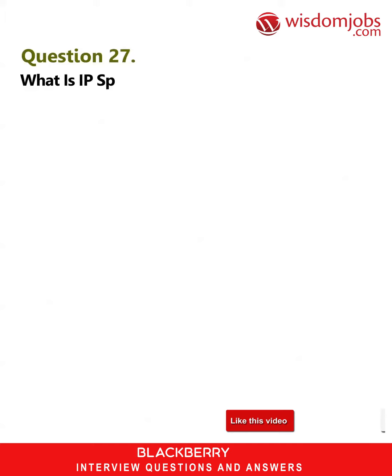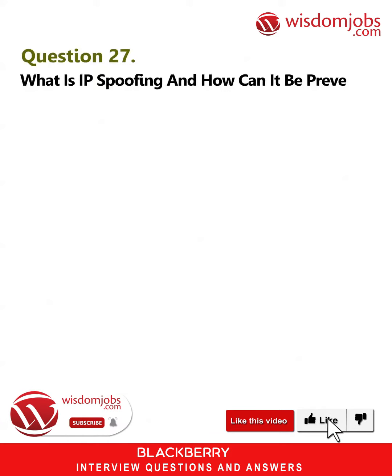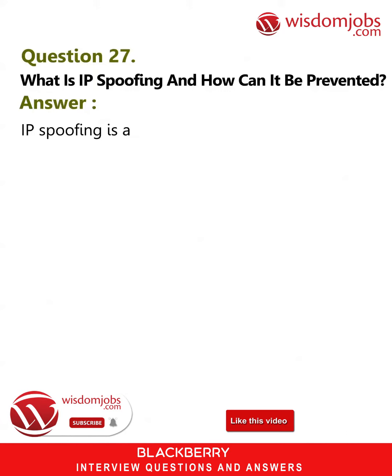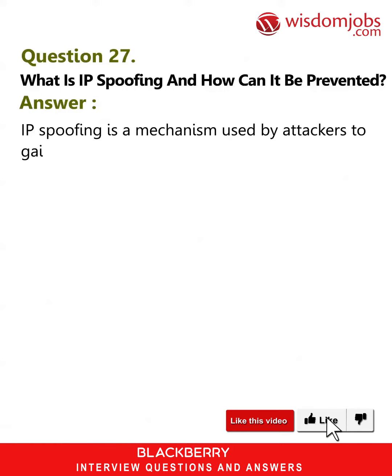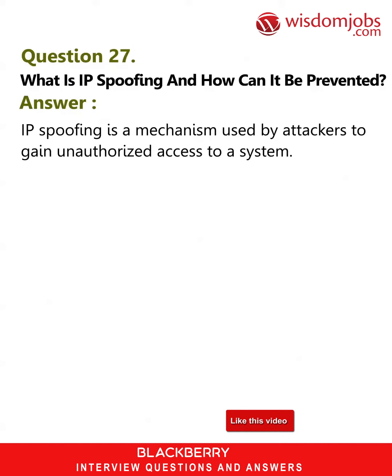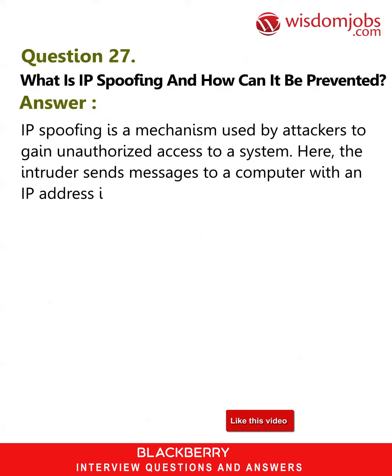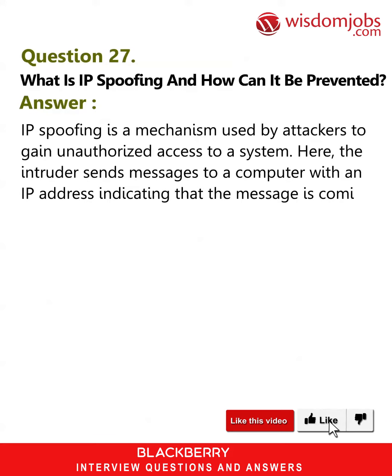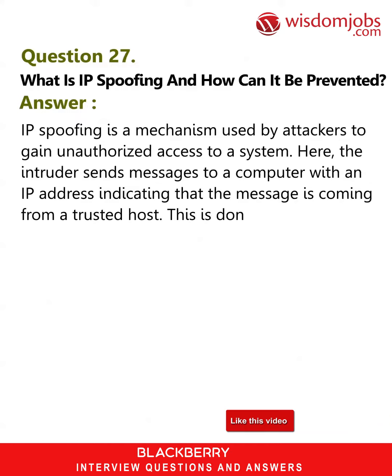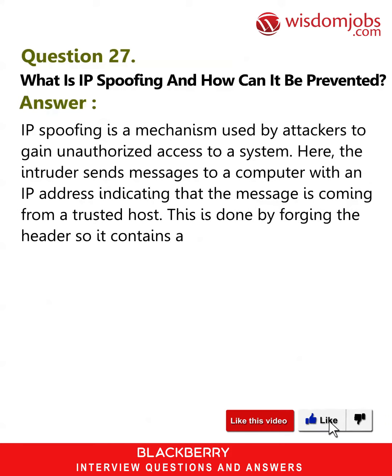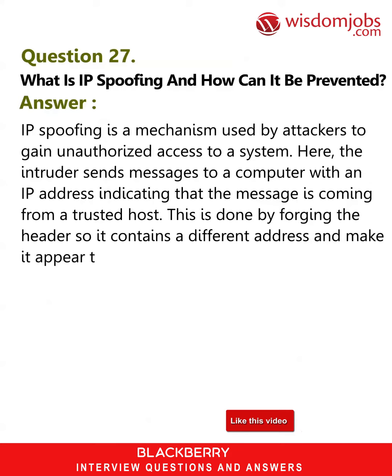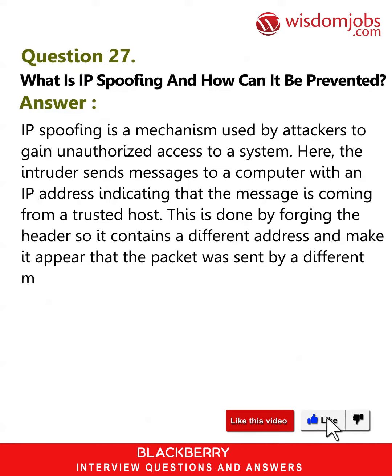Question 27. What is IP spoofing and how can it be prevented? Answer. IP spoofing is a mechanism used by attackers to gain unauthorized access to a system. Here, the intruder sends messages to a computer with an IP address indicating that the message is coming from a trusted host. This is done by forging the header so it contains a different address and makes it appear that the packet was sent by a different machine.